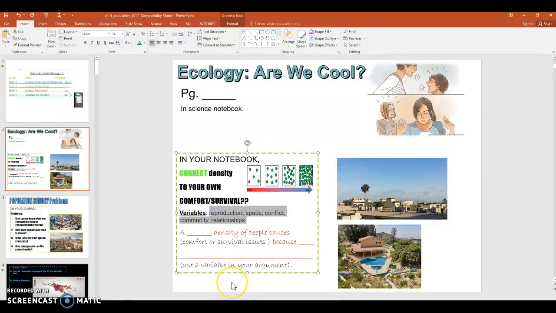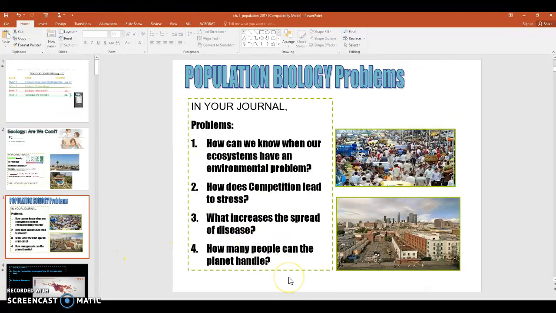So these are different variables that affect your comfort or survival as a species. You see reproduction, space, conflict, community, and relationships. So choose one of those to support why you're comfortable or you think there's survival issues for a low or high density population. So the last part, this because here, the blank, is you talking about how one of these variables decides comfort or survival in a low or high population dense area. Good luck.